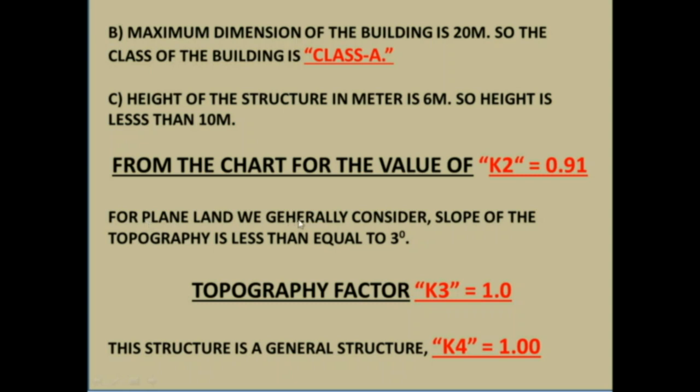For plain land, we generally consider the slope of the topography to be less than 3 degrees. Topography factor K3 is equal to 1. This structure is a general structure. K4 is equal to 1.